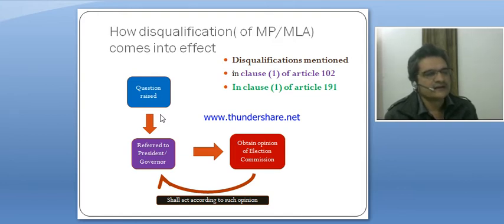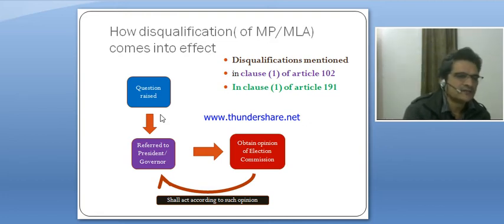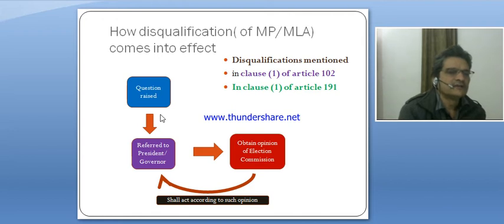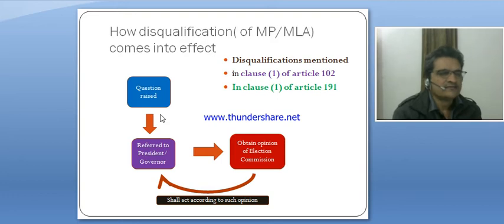The article of the constitution says that the president, or where it is mentioned the governor, shall act according to such opinion. That is, it is not merely advice, it is the opinion given by the election commission that such and such person who is an MP or MLA happens to hold an office of profit, and therefore he is subject to disqualification.